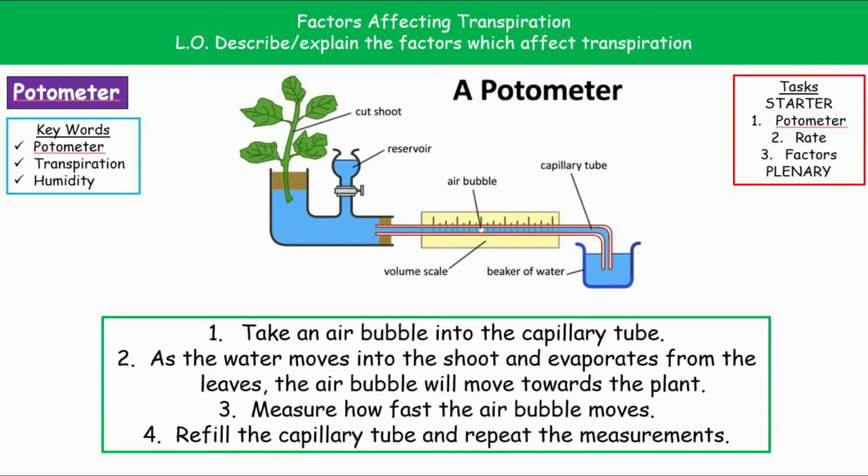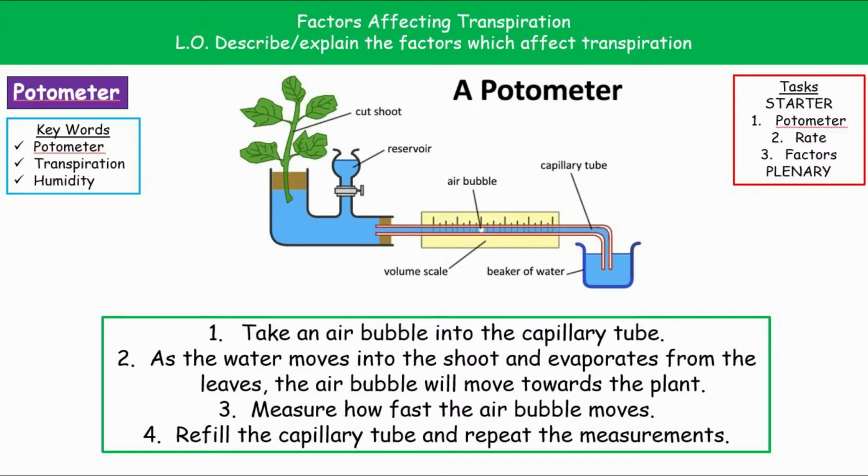So when it comes to actually carrying out any experiment to look at transpiration, then we use a very specific bit of kit. We use a bit of apparatus called a potometer. So you can see the spelling on the screen there. Now, the potometer is the thing you can see in the diagram.